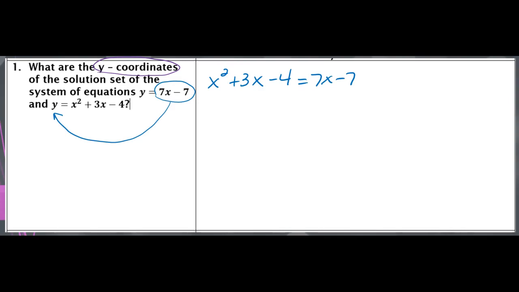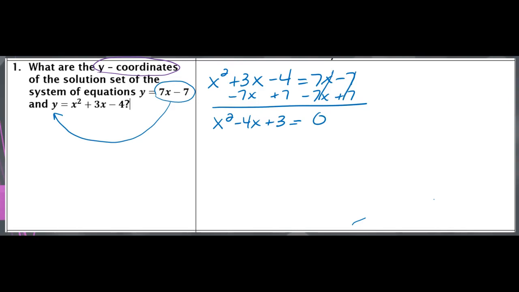So now I have to put everything on one side. So I'm going to subtract 7x from both sides. And then I will also add 7 to both sides. So I end up with x squared minus 4x plus 3, and then everything on the right cancels out, giving us 0. So now at this point, I think the easiest way to solve this is by factoring.